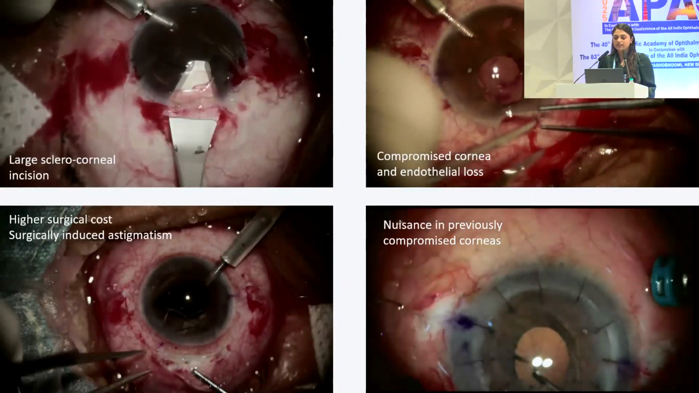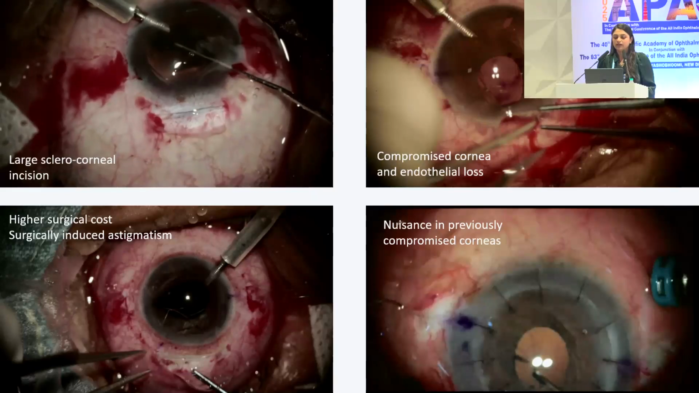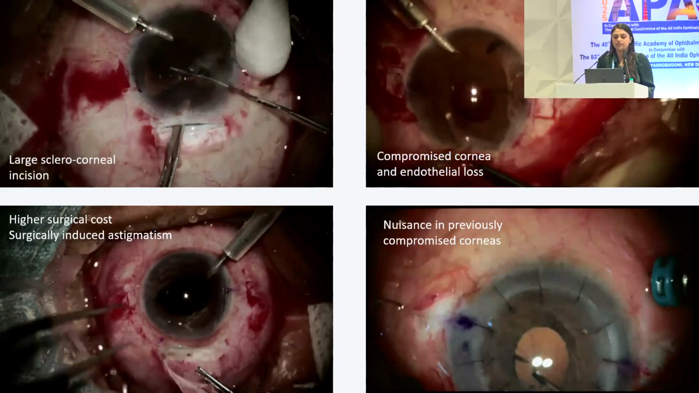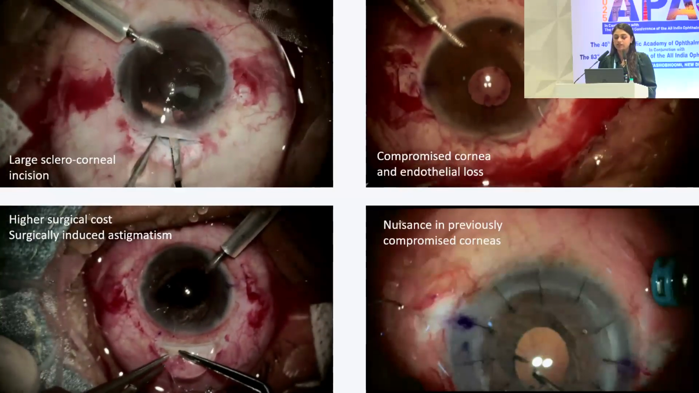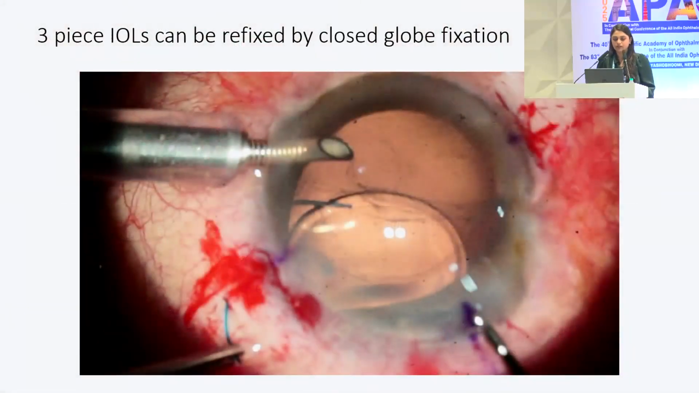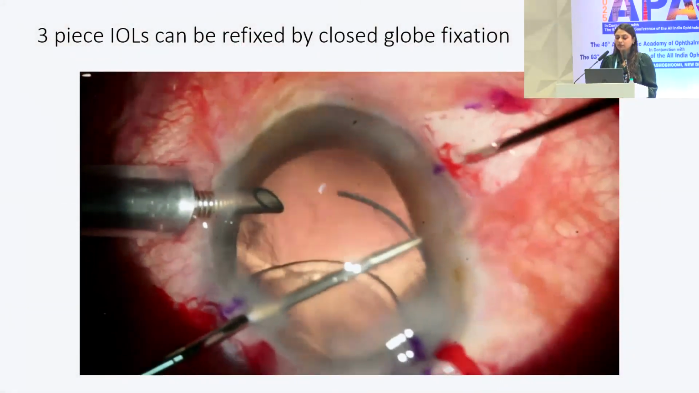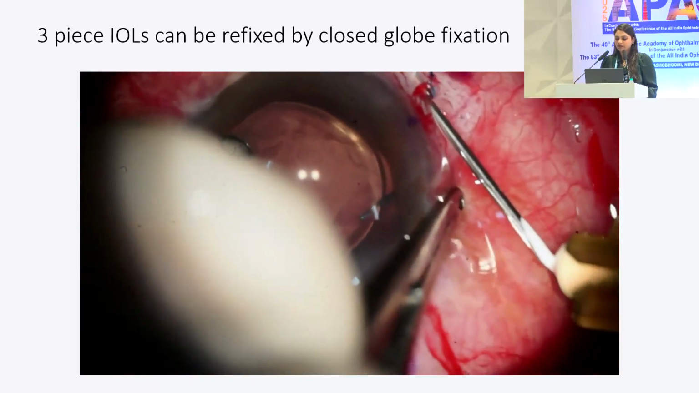But it has its own set of complications, like it requires a large clear corneal incision. The cornea is compromised while explantation, and there is endothelial loss. The new IOL that is implanted has a higher surgical cost and induces surgical astigmatism. There's a nuisance when there is a compromised previous cornea as well. There is published data on successfully refixing 3-piece IOLs by closed loop maneuver, which compensates for the complications previously mentioned.